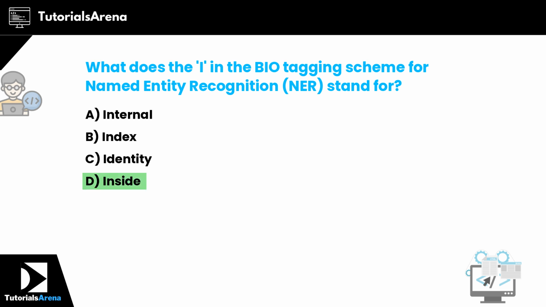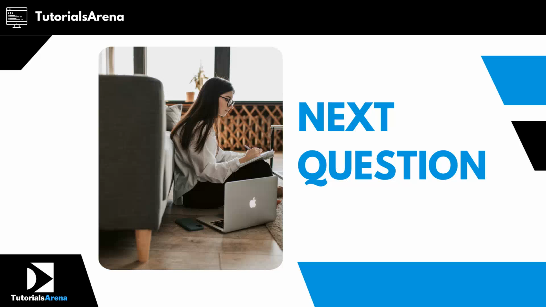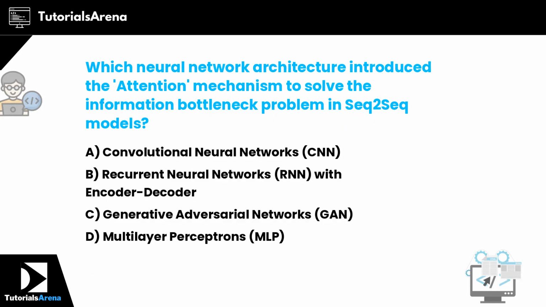The correct answer is option D, inside. Which neural network architecture introduced the attention mechanism to solve the information bottleneck problem in seq-to-seq models?